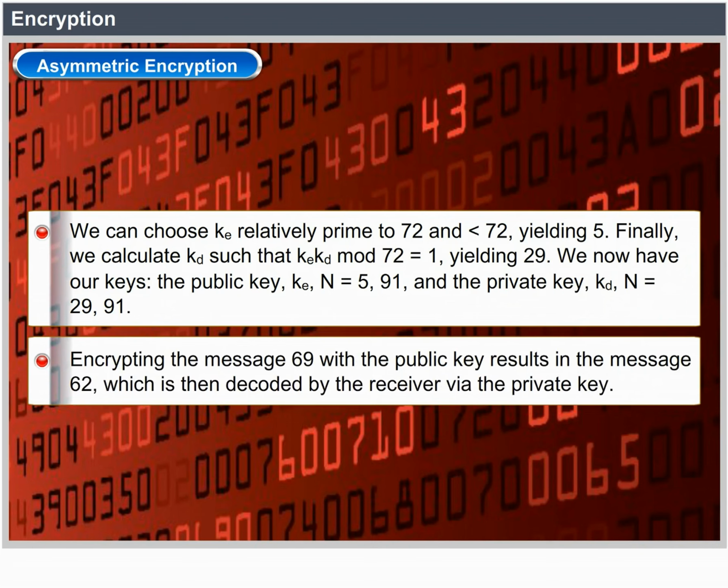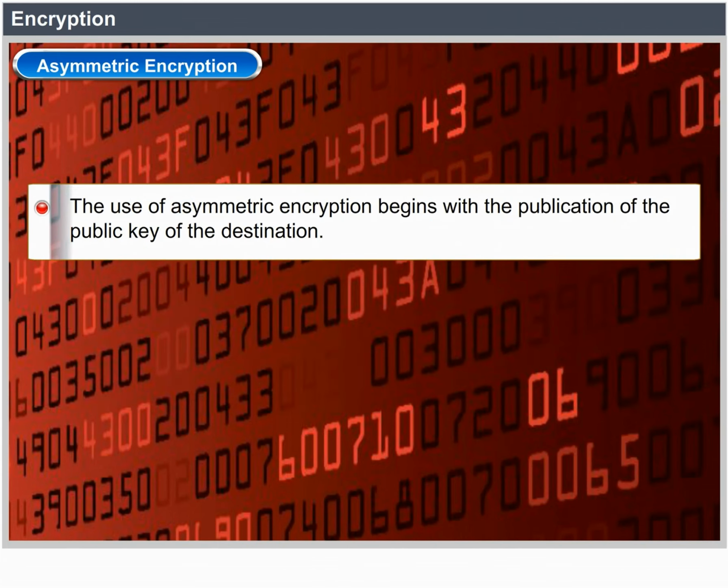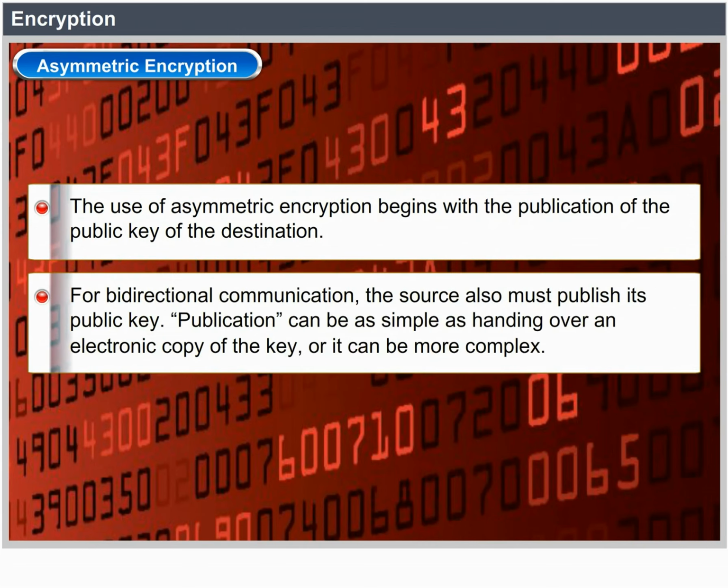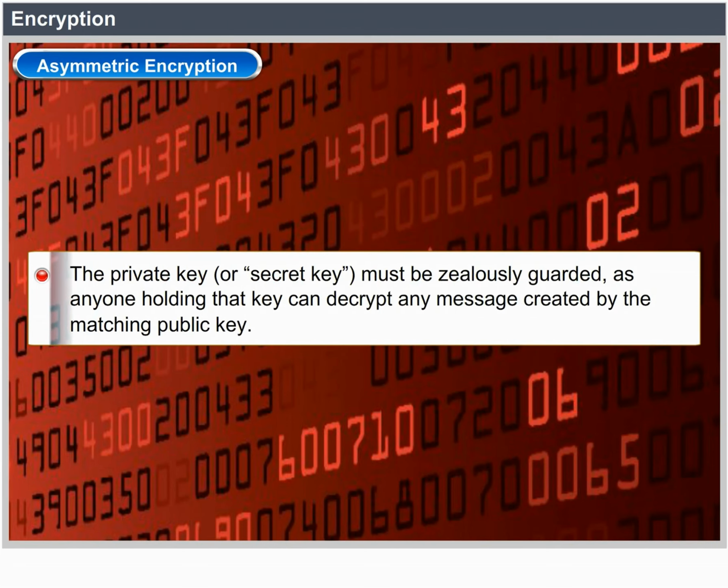The use of asymmetric encryption begins with the publication of the public key of the destination. For bidirectional communication, the source also must publish its public key. Publication can be as simple as handing over an electronic copy of the key, or it can be more complex. The private key or secret key must be zealously guarded, as anyone holding that key can decrypt any message created by the matching public key.